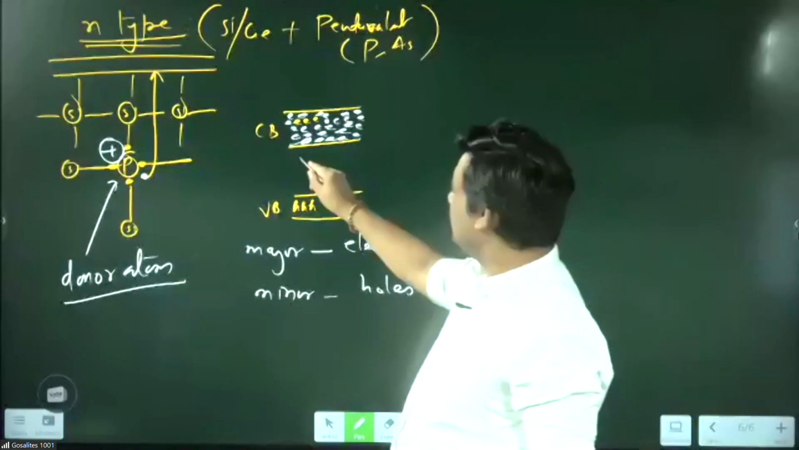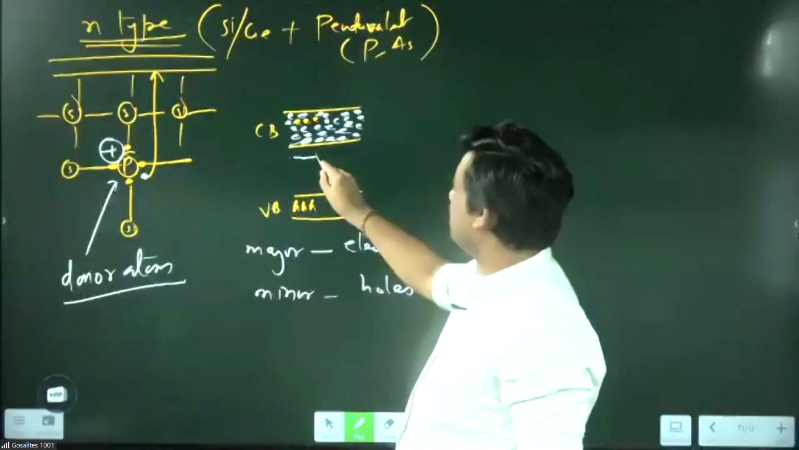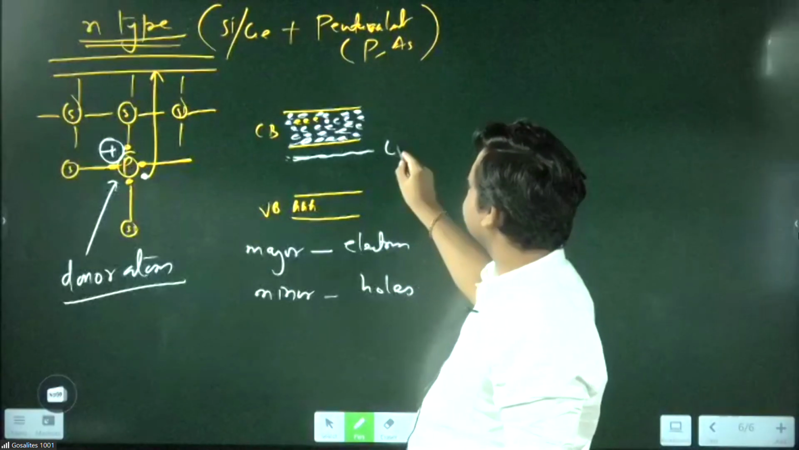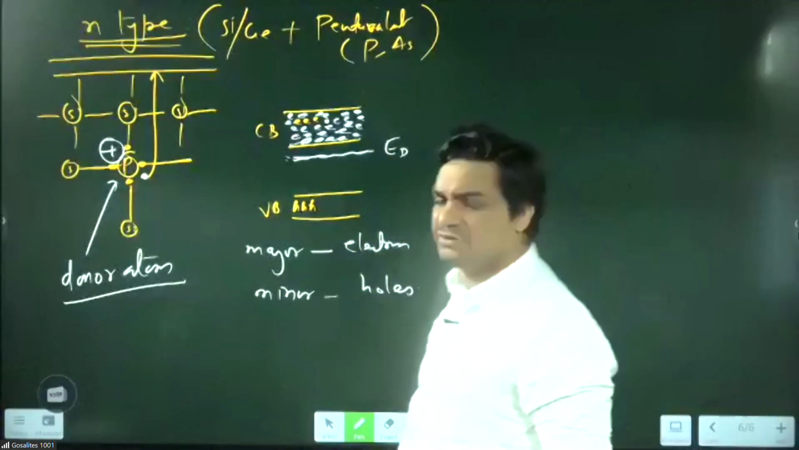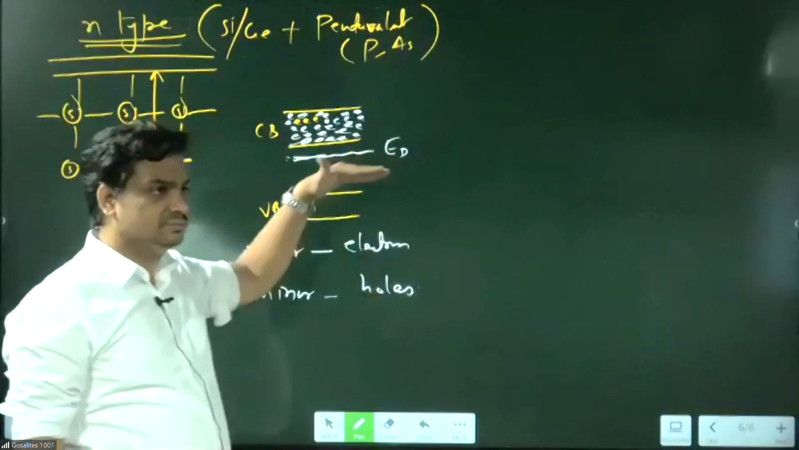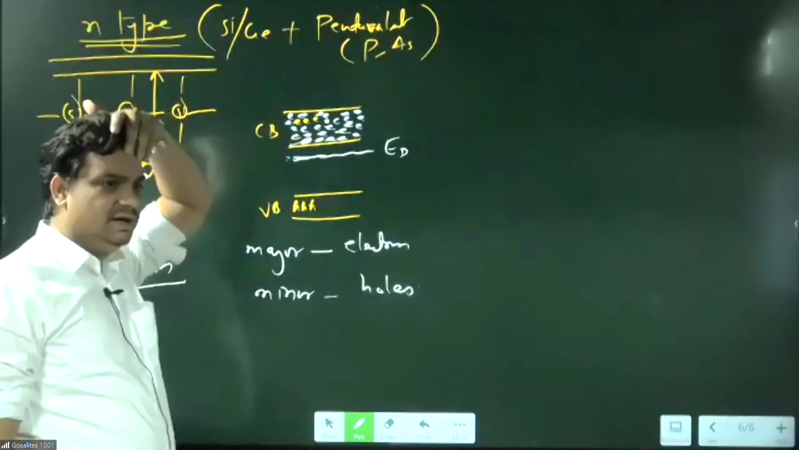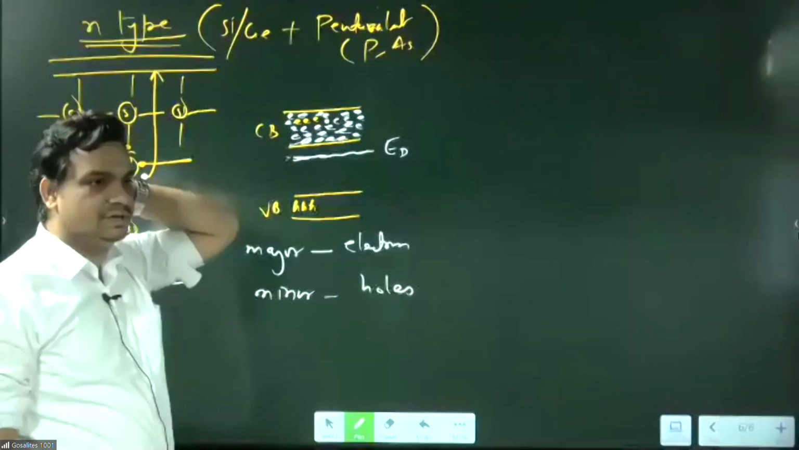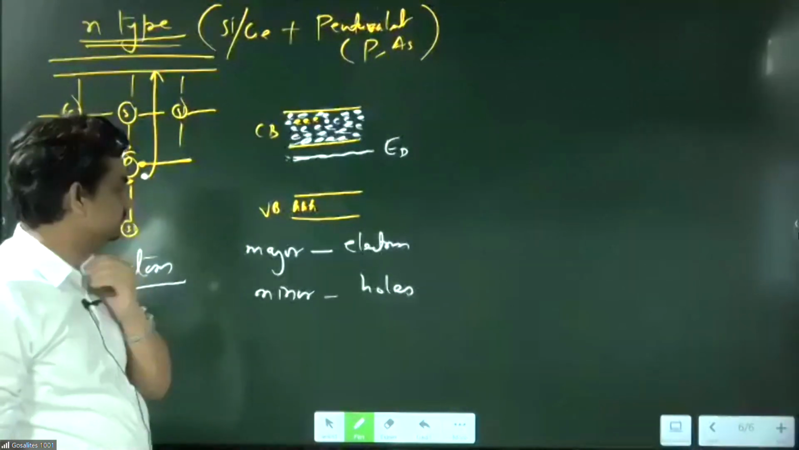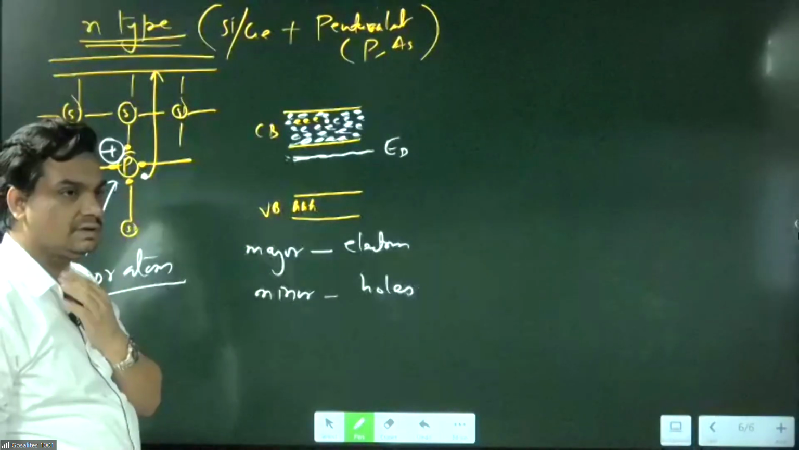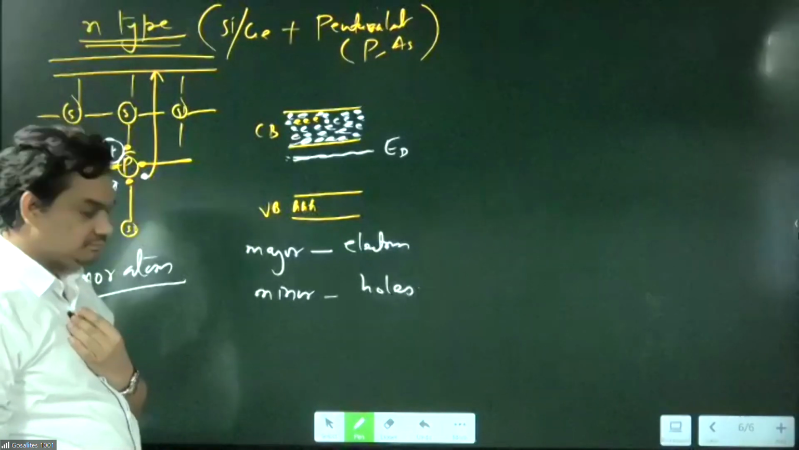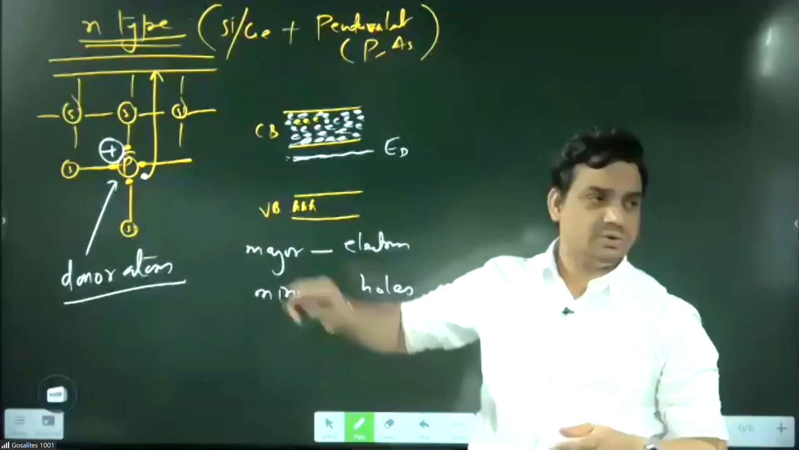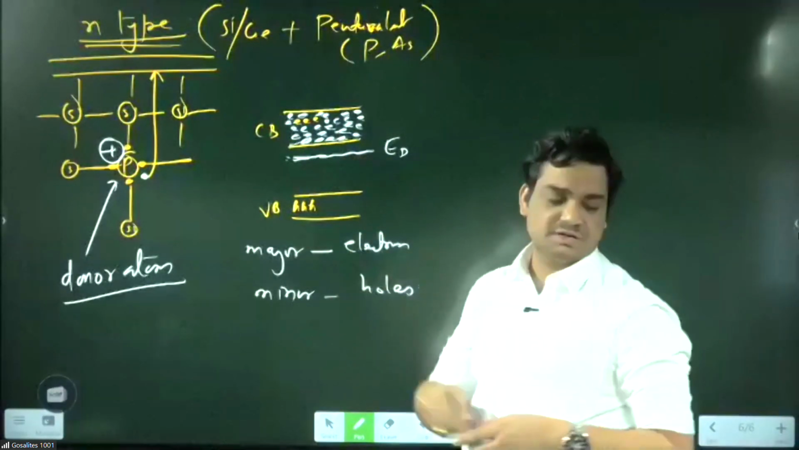If I say donor levels, they donate to the conduction band. So the energy level of the donor should be close to what? It should be close to the conduction band. Okay, clear? You can write: donor level should be close to conduction band.